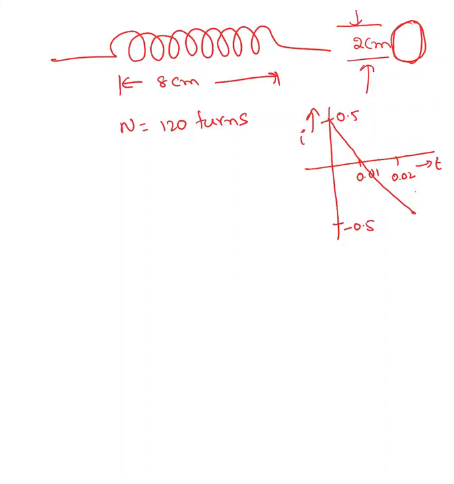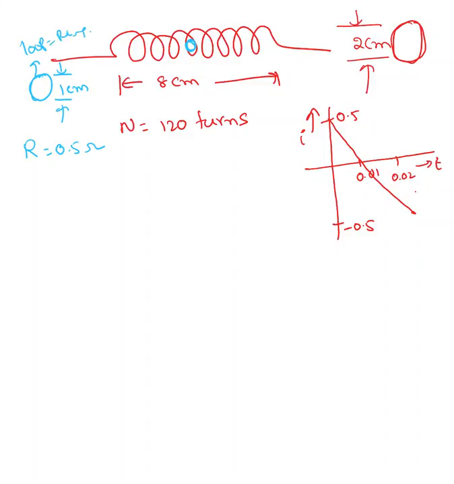Now the question he asked: assume that there is another small ring placed inside of this inductor. That small ring is 1 centimeter diameter, and it has resistance R of 0.5 ohm. So the question he's asking about is what is the current passing through that loop, and he's also asking about the direction of the current. So the loop I'm talking about is this ring, this loop or ring.